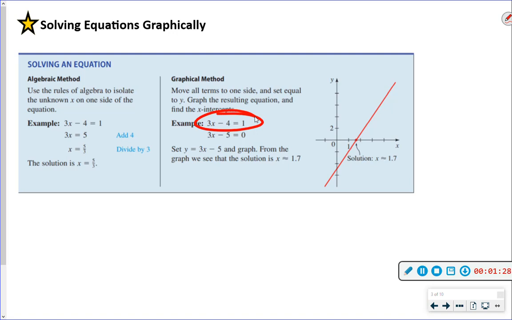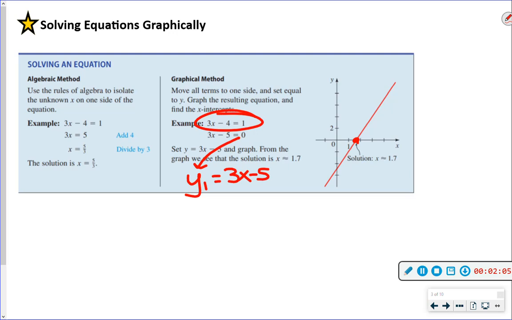So to solve by graph, notice it says move all terms to one side, set equal to y. So if we were doing this on the calculator, I'm going to subtract 1, so it's set equal to 0. Like I said, I would never do this on my calculator. In your y equals menu, your y1, you're going to type that in. Notice the 0 is where the y1 is. So you have to think about where y is 0. Y is 0 on the x-axis. You're really finding the x-intercept.